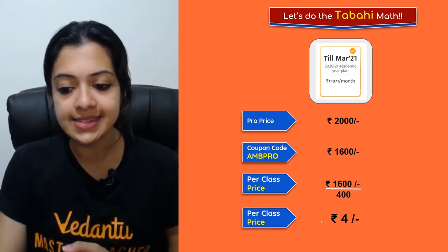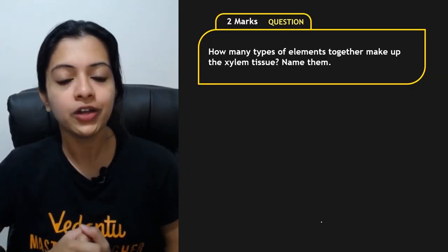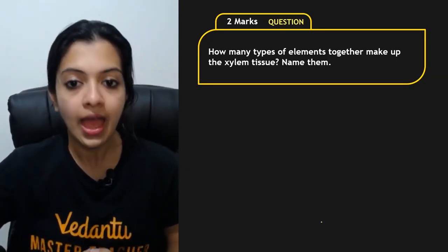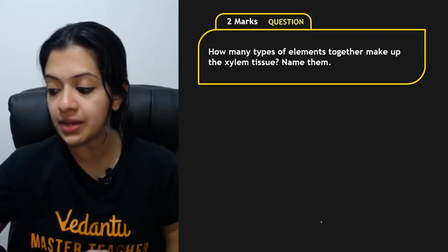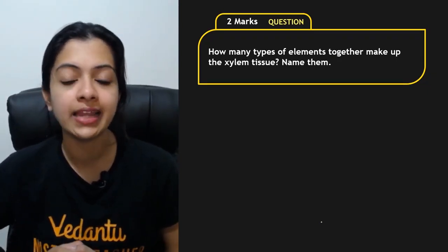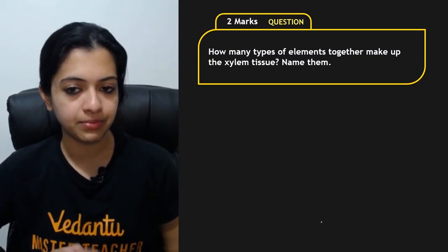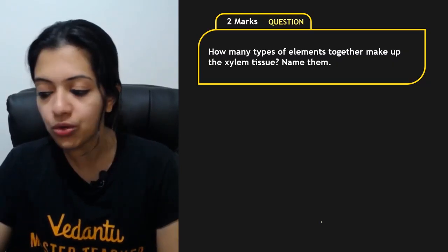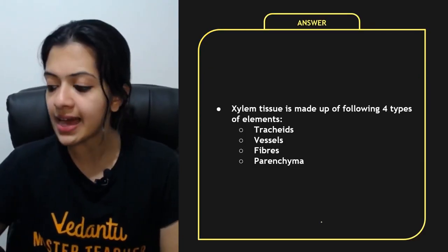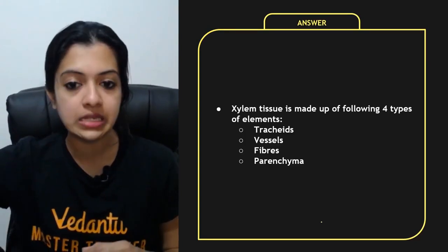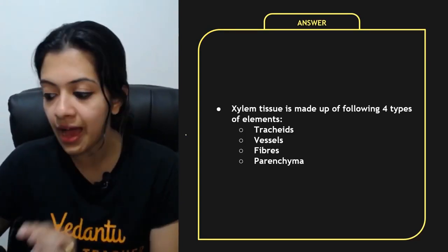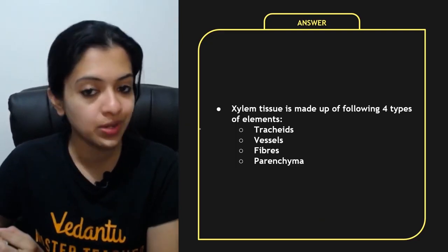All right. So moving ahead now to a 2 marks question. How many types of elements together make up the xylem tissue? Name them. This is a 2 marks question. Let's see how you can answer that. Of course, it's a 2 marks question, which means you just need to name them, and there would be half a mark which each of them would carry.